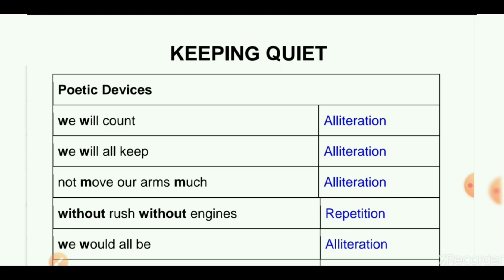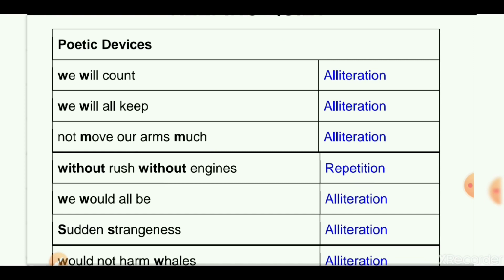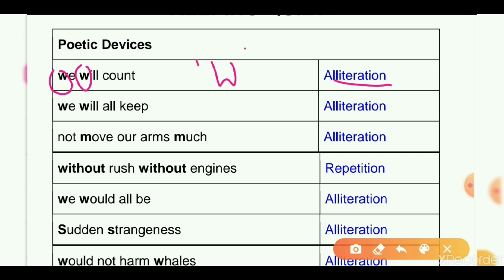This third poem, Keeping Quiet, is by Pablo Neruda. So let us see what the poetic devices used here are. The first poetic device here is alliteration, and you can see that W is highlighted. It means the alphabet W is repeated. Then another example is "we will all keep", again W is repeated, so it is alliteration. Then "not move our arms much", this is also alliteration. You can see M and M.